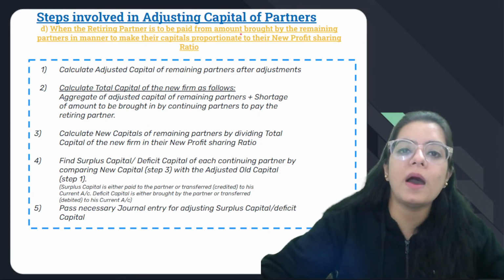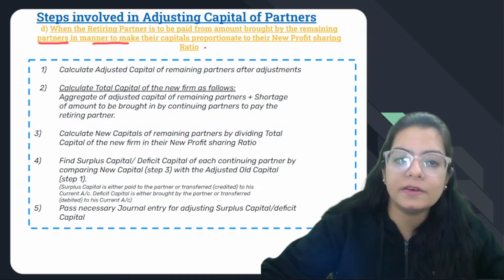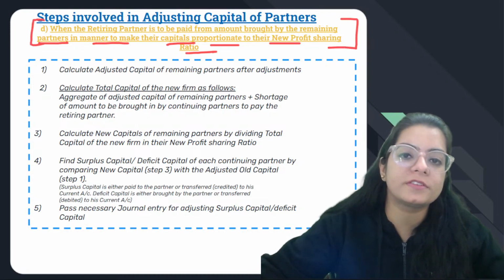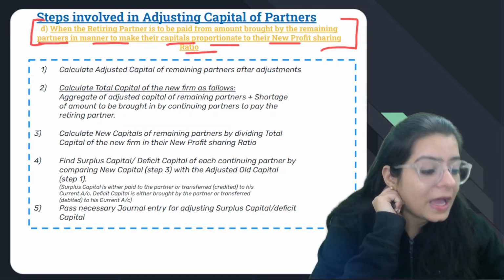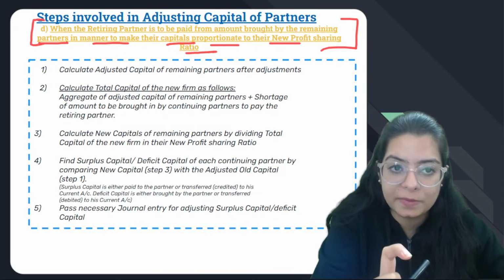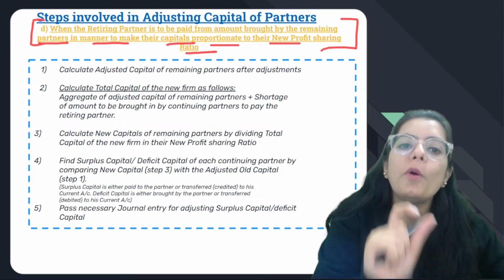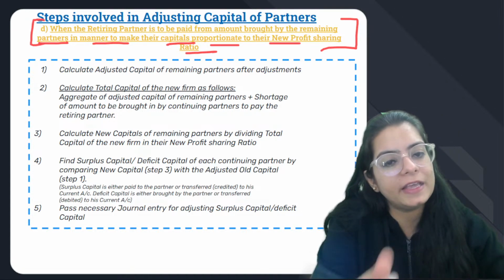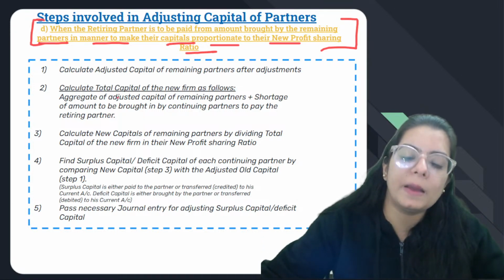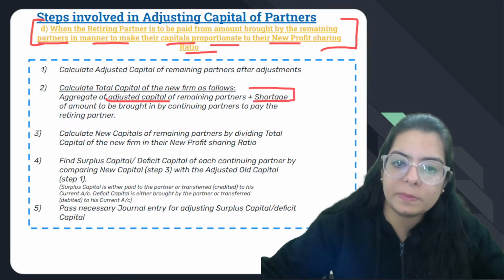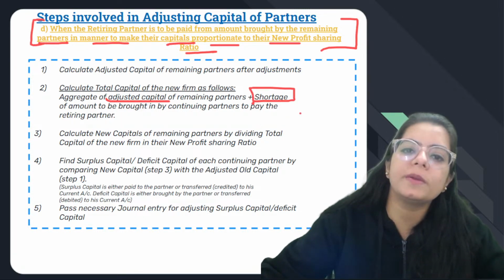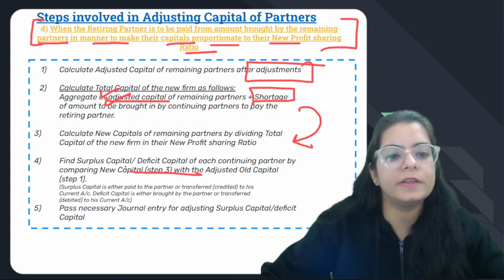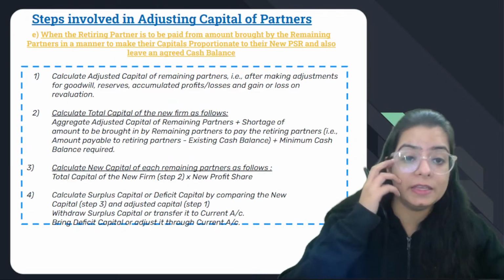Case number 3, where retiring partner is to be paid from amount brought by remaining partners in a manner that their capital is proportionate to new PSR. कह रहे हैं कि अगर ये लाइन आ जाती है क्वेश्चन में एडजस्टमेंट करने के लिए, दैट मीन्स उसका मतलब ये है कि आपने रिटायरिंग पार्टनर को हमने कुछ पैसा देना था, वो भी हम मंगाएंगे रिमेनिंग पार्टनर्स से, और कैपिटल की एडजस्टमेंट भी कराएंगे। तो इसमें आप कैपिटल ले लो अपनी और उसमें जितना भी पैसा आपने पे करना है रिटायरिंग पार्टनर को वो जोड़ दो, वो जोड़ने के बाद उसको न्यू पीएसआर में बांटो, एडजस्टेड कैपिटल और नई कैपिटल का कंपैरिजन कर लो, you will get the surplus deficit.